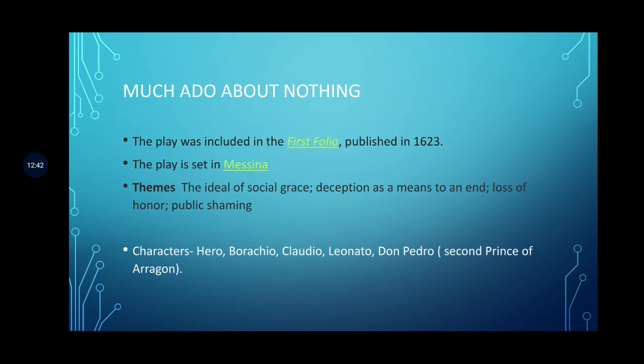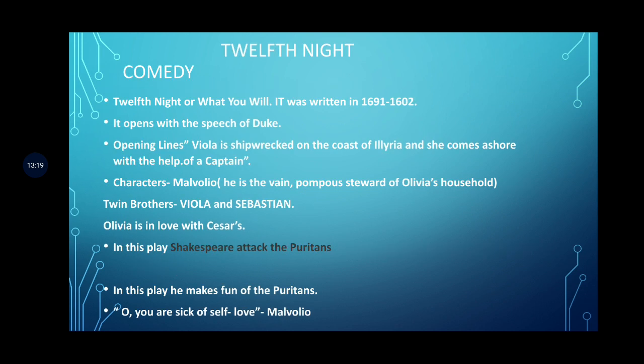Then we have Much Ado About Nothing. This is a play which is included in the First Folio, which was published in 1623. The play is set in Messina. And what is the theme of this play? It is the ideal of social grace, deception as a means to an end, loss of honor, public shaming. What are the characters? Hero, Borachio, Claudio, Leonato, Don Pedro, who is the prince of Aragon.